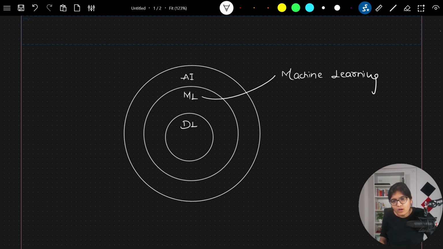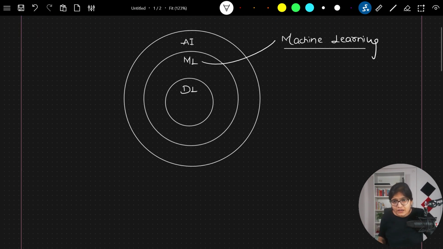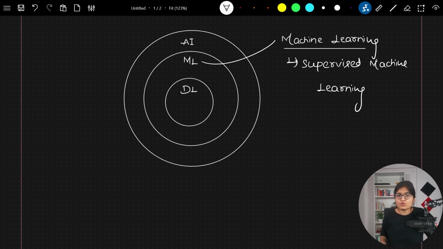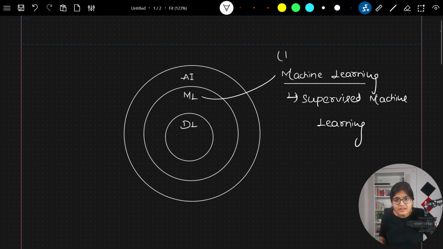Now, how many different types of machine learning do we have? One is something that we will be talking about as supervised machine learning. As the name suggests, in supervised machine learning, whatever data you pass, as I told you, in machine learning we pass something called historical data that we train our model on. Depending upon what type of data you are passing, there are different unique types or categories of machine learning techniques that we have.